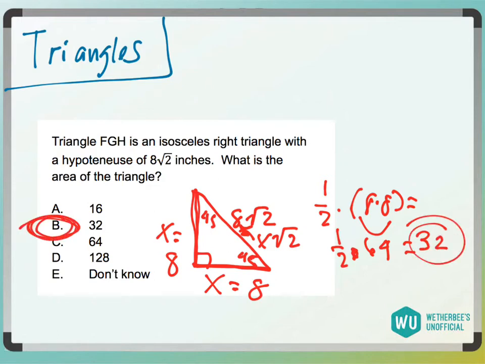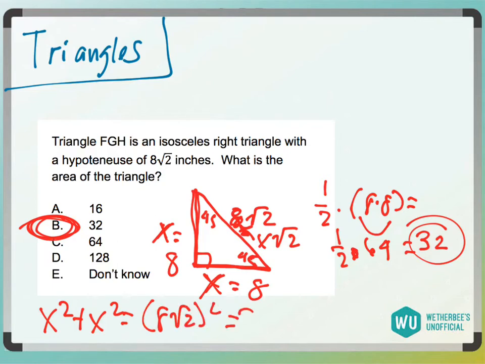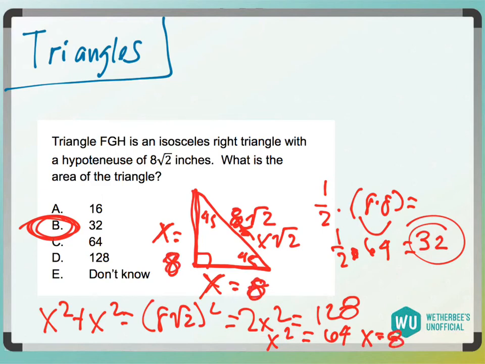Now if you didn't know those ratios, you still could have solved this with the Pythagorean theorem, because this is x and this is x, right? So I could have said x squared plus x squared is, right, c squared, which is 8 root 2 squared, which is 2x squared, equals 8 root 2 squared is 64 times 2, which is 128, right? So divided by 2, I'd get x squared equals 64, making each side equal to 8, right? That's a roundabout way of getting that these are equal to 8.